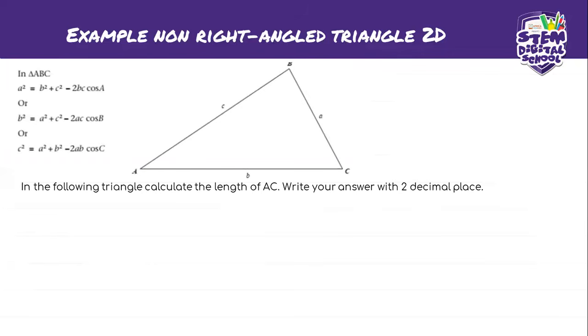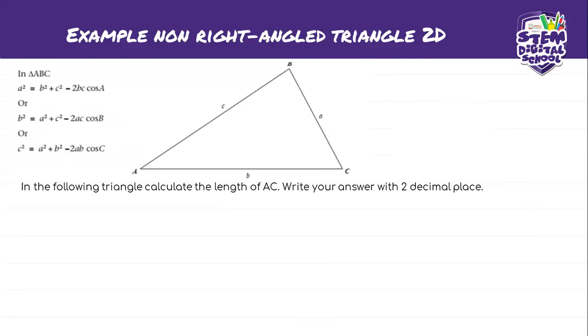All right. Now we have a triangle next to it. These are the standard formulas for calculating using the cosine rule.